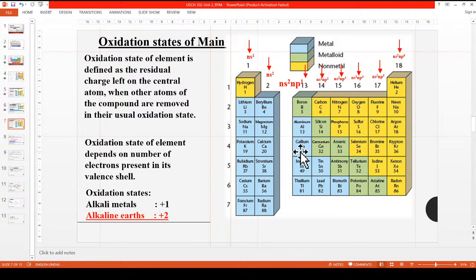For gallium it is 4s2 and 4p1, but in between 4s and 4p there is 3d. So what will the electronic configuration of gallium be? 4s2 3d10 and 4p1.